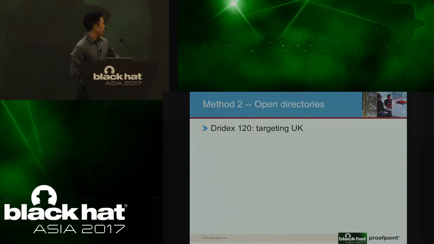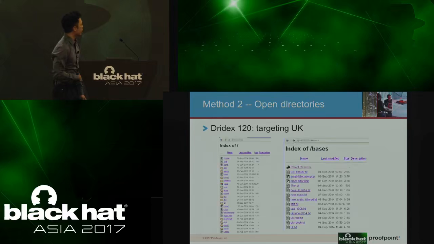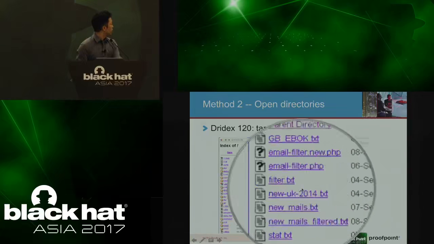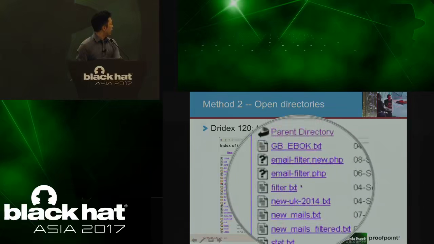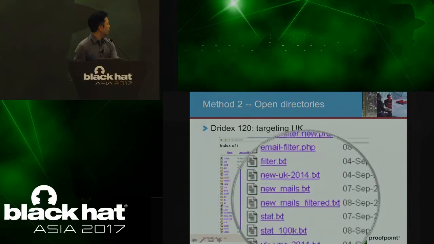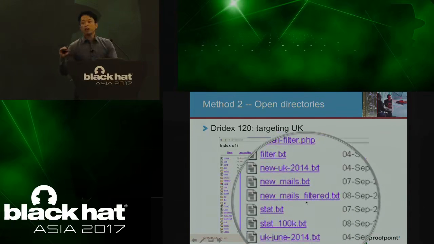And another example is with Dridex 120, and they're targeting the UK. We had an open directory of all their files and their tools, and at the same time, you can see that in this directory, they have a list of all of the emails that they were targeting in UK.